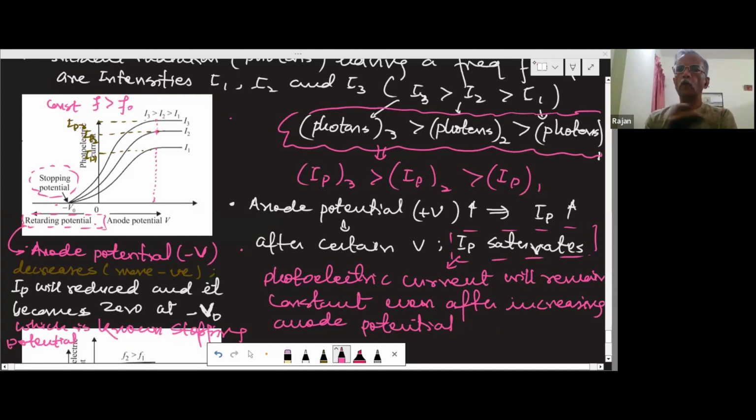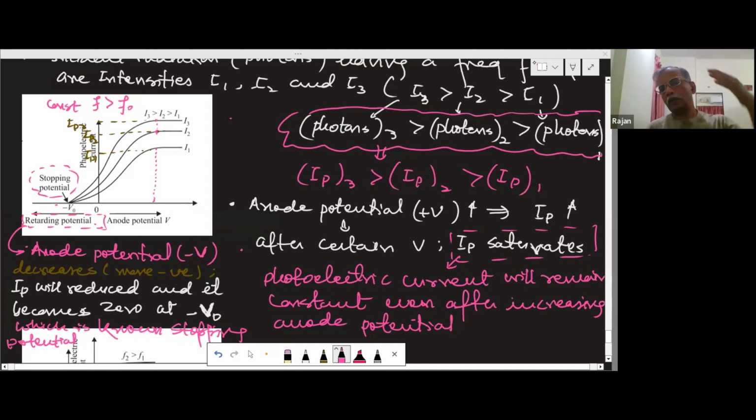And it will be there for all of them, I1, I2, and I3 simultaneously at minus V naught. Try to understand why it is happening. Because the main idea is that the hf, the frequency of the photon, I mean the incident radiation, totally depends on them. Because the kinetic energy of the liberated electrons totally depends on that only.